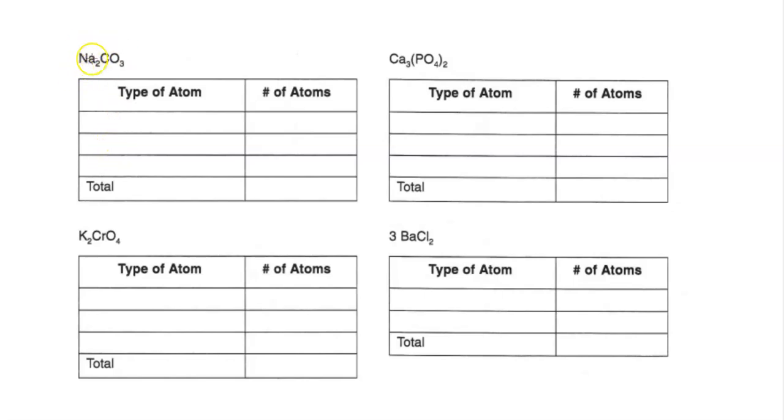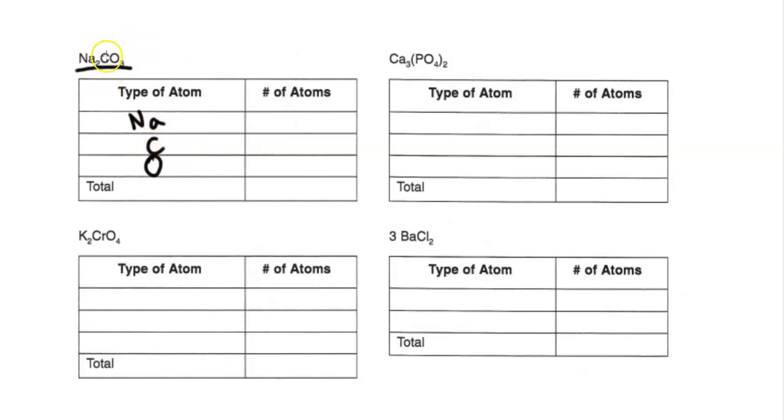So let's look at this first one. You don't know this yet, this will be grade 10, but that's sodium carbonate. It's got 3 types of atoms. What are they? Sodium, oxygen. What's the C? Calcium? No, wait, hold on. Carbon. Carbon.